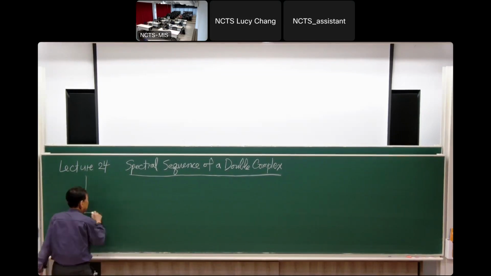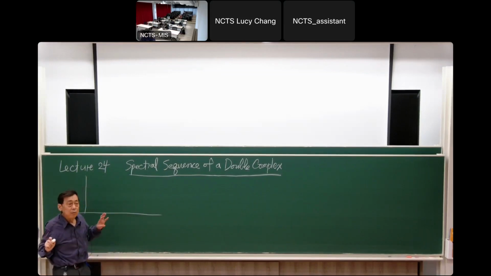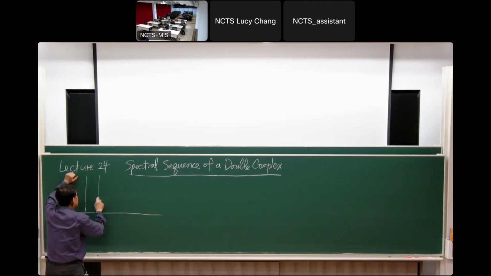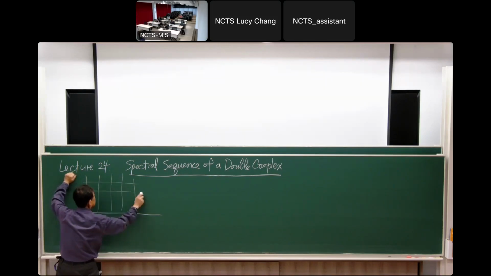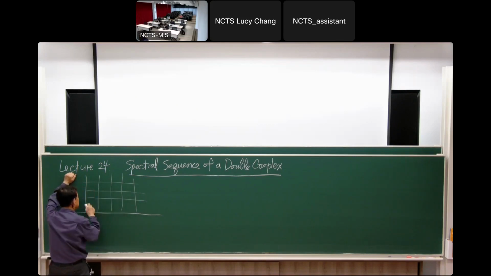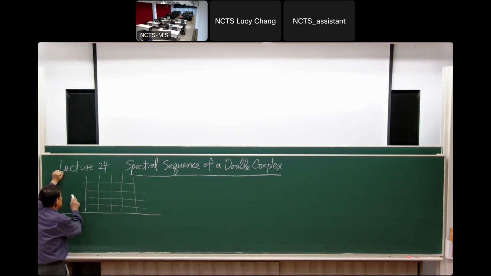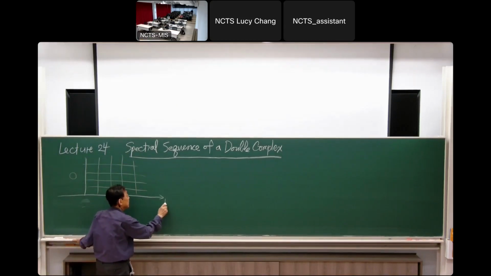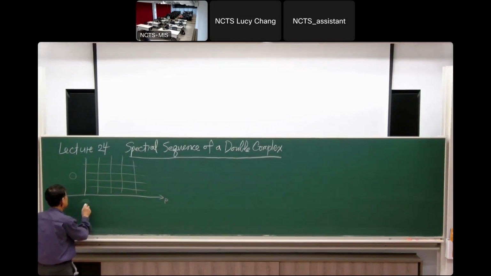Okay, so today we want to look at the spectral sequence of a double complex, and we want to determine what the differentials are, d_r. Okay, so a double complex looks like this, and we will assume that it's a first quadrant double complex. And we can filter by p, okay?